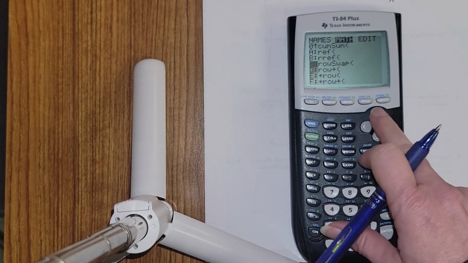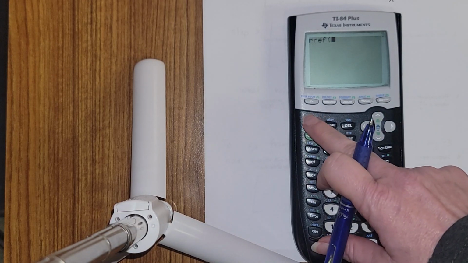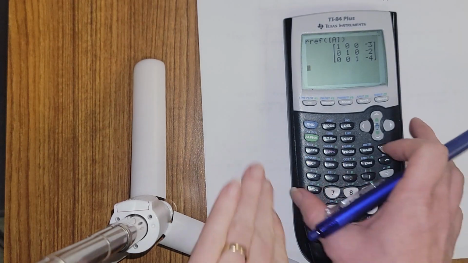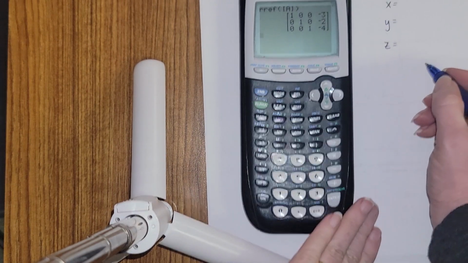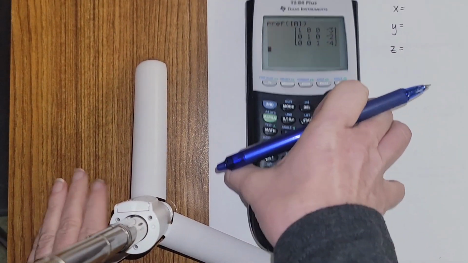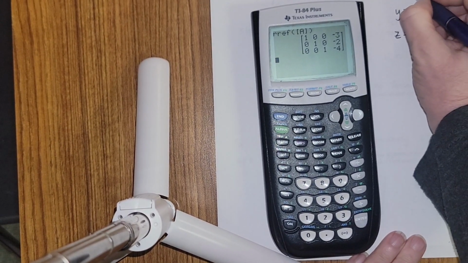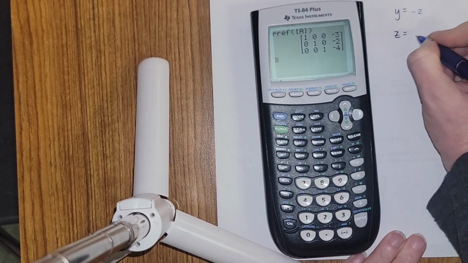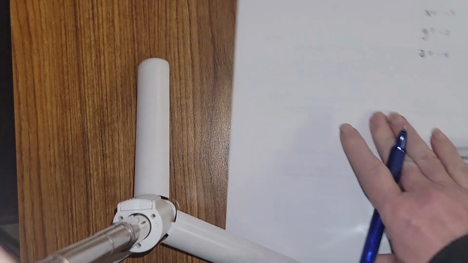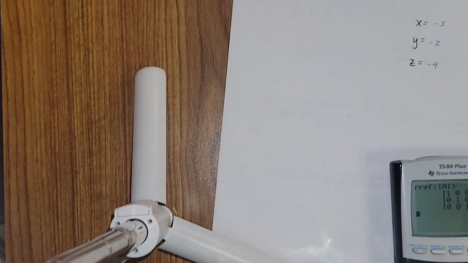Second matrix, math, RREF. Second matrix 1. And my solutions are: x is -3. So you can see all that. X is -3, y is -2, and z is -4. And then the last one, got that?